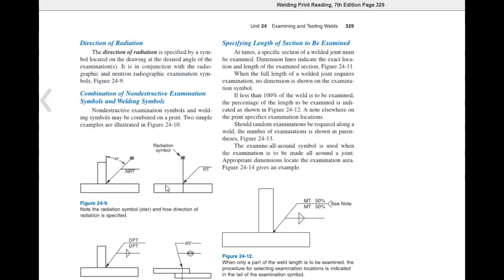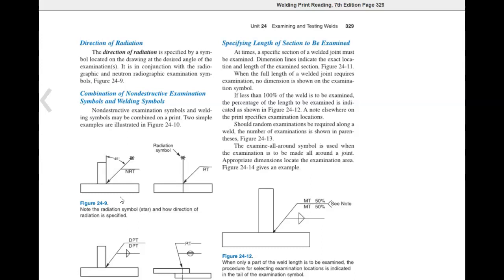Specified length of section to be examined. At times, a specific section of a welded joint must be examined. Dimension lines indicate the exact location and length of the examined section. Figure 24-11. When the full length of a welded joint requires examination, no dimension is shown on the examination symbol.